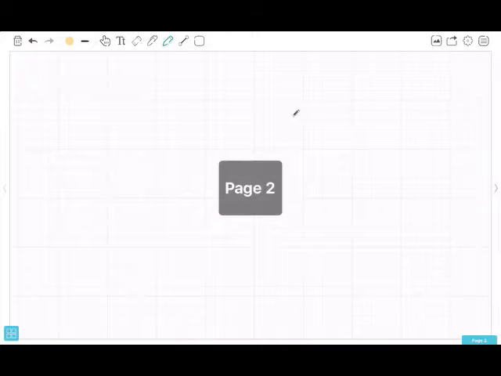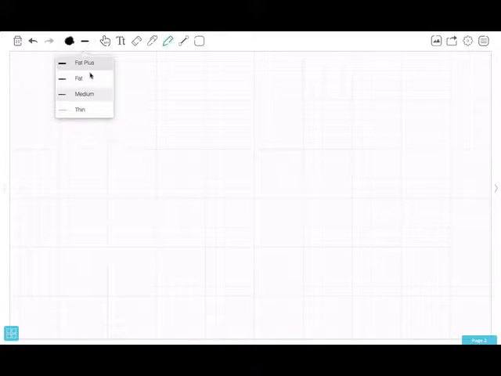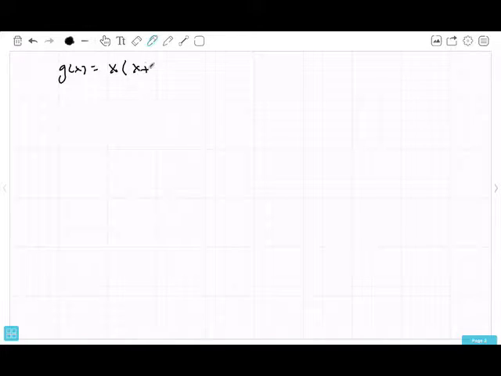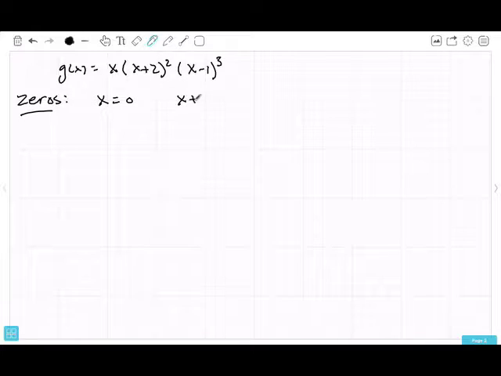All right. Let's do one more for clarity. Let g of x equal x times x plus 2 squared times x minus 1 to the 3rd. All right. Let's find the zeros. You take the factors, x, x plus 2, and x minus 1. You set them equal to 0. You solve for x. Well, x is solved right there. There's one of your zeros.